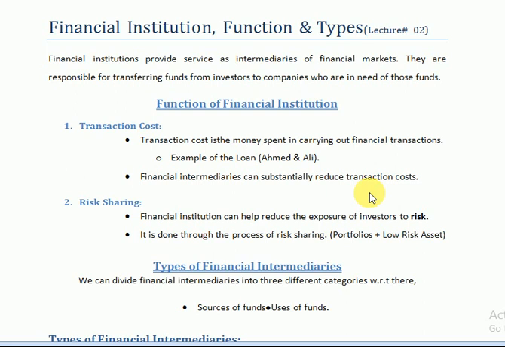So we already studied the functions of the financial institutions, like transaction costs and risk sharing. We discussed them in detail in the previous lectures. So I will go to the definition and explanation of the financial institution or intermediary and what the different types of financial institutions are. So what does it mean by financial institutions or financial intermediary?